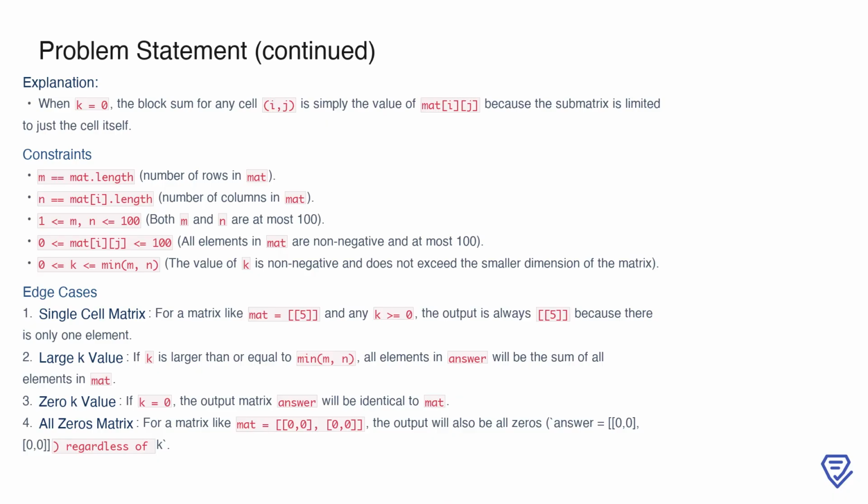Additionally, the problem includes constraints that ensure the inputs are valid, such as the size of m and n being between 1 and 100, and all values in mat being non-negative integers. The edge cases include scenarios like a single-cell matrix, large values of k that cover the entire matrix, and matrices filled with zeros. These constraints and edge cases help guide the implementation of a robust solution.